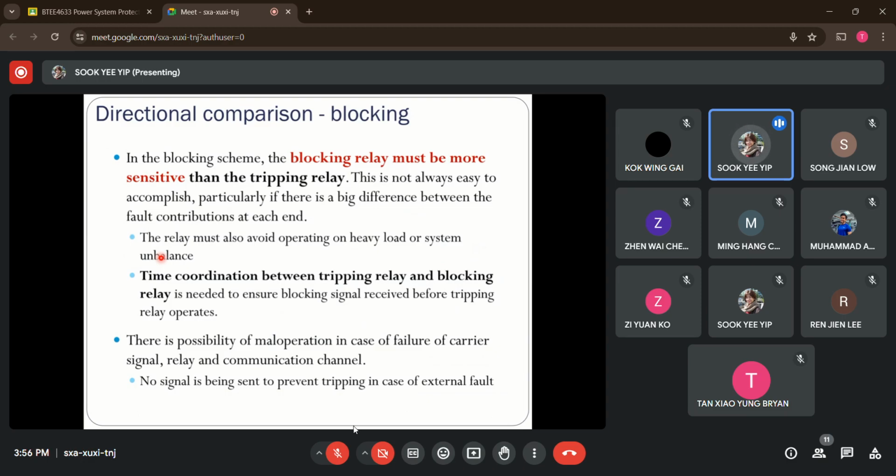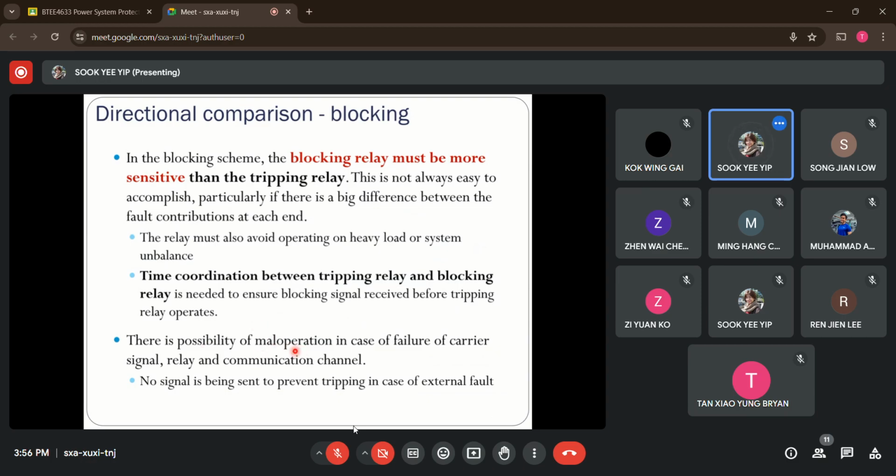So with such a case, the time coordination between the tripping relay and blocking relay is very important so that we can ensure that the blocking signal can be received, or let's say we have fault-free situations or external fault situations, before the tripping relay starts to operate. All right. And there is also the possibility that we have maloperations of such a scheme.